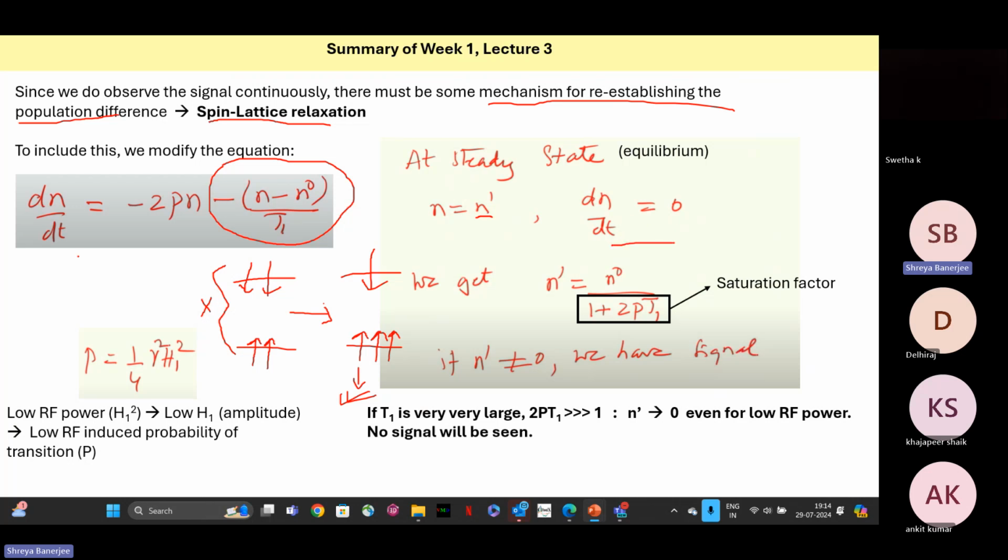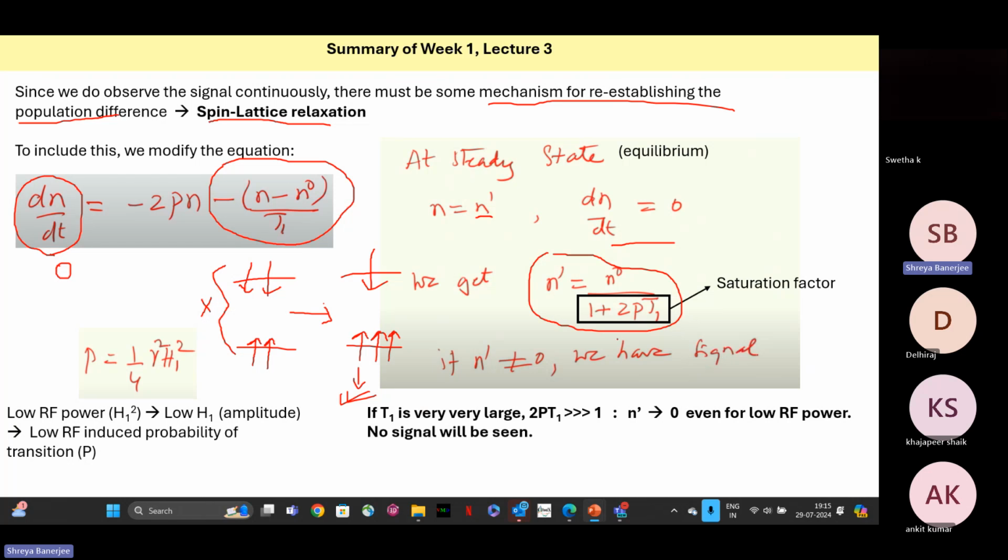So if this is 0, the left hand side of the equation becomes 0. And if you solve for n, you will get that n dash, that is the population difference at equilibrium, is n0 divided by 1 plus 2pT1. This is the equilibrium population difference. If n dash is not 0, that is, we have a population difference, then we will see an NMR signal.